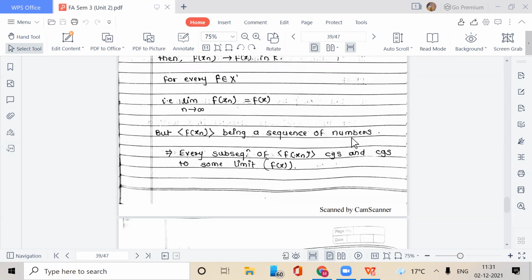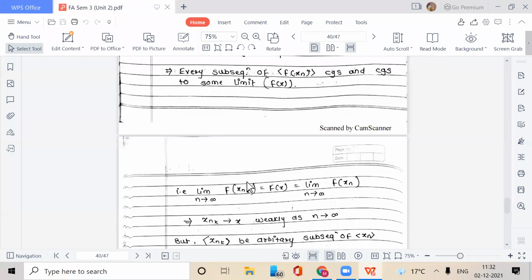That is, every bounded sequence has a convergent subsequence. Being a sequence of numbers, every subsequence of f of x_n converges, and converges to some limit f of x. By definition, I will tell you later if the field is compact or some other basis is given. So f of x_n converges to some limit f of x.